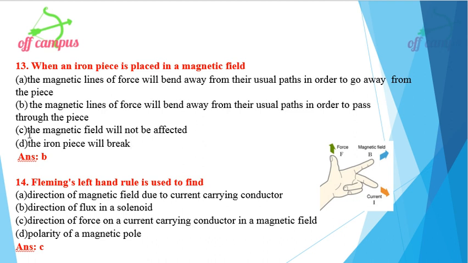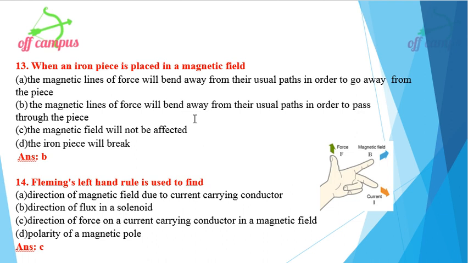Okay, so option B is the right option. Here, "iron piece will break" is wrong. "The magnetic field will not be affected" is also wrong. The magnetic field is affected; it will bend away. Magnetic lines of force will bend away from their usual path in order to pass through the piece. Option B is the right option.